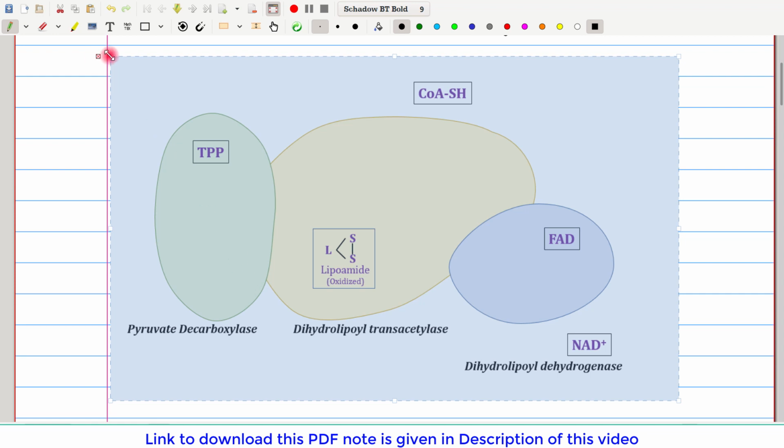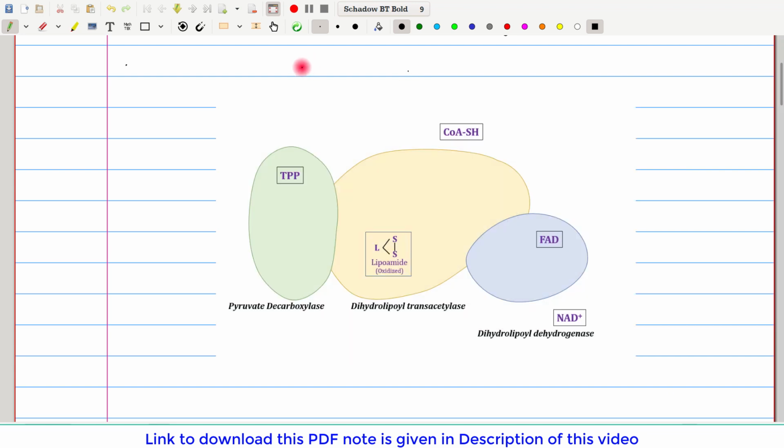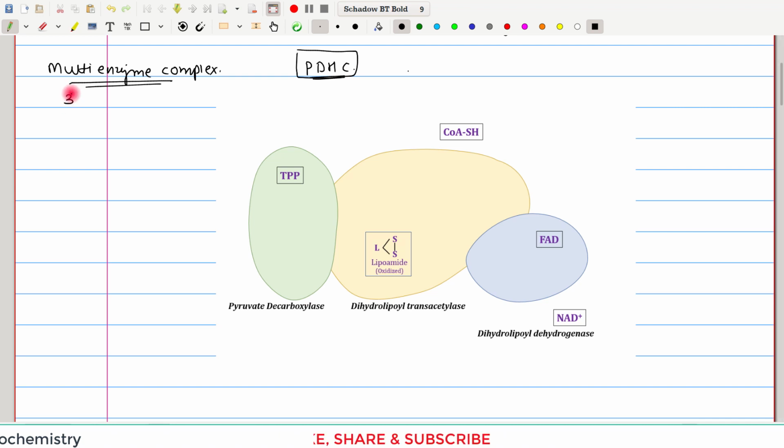In this diagram, I tried to represent the pyruvate dehydrogenase complex schematically. The pyruvate dehydrogenase complex is a multi-enzyme complex. Now, why is it called a multi-enzyme complex? The reason is that this complex has multiple different enzyme activities. Actually speaking, it has 3 different enzyme activities. In this diagram, see these 3 big balloons. They represent 3 different enzyme activities.